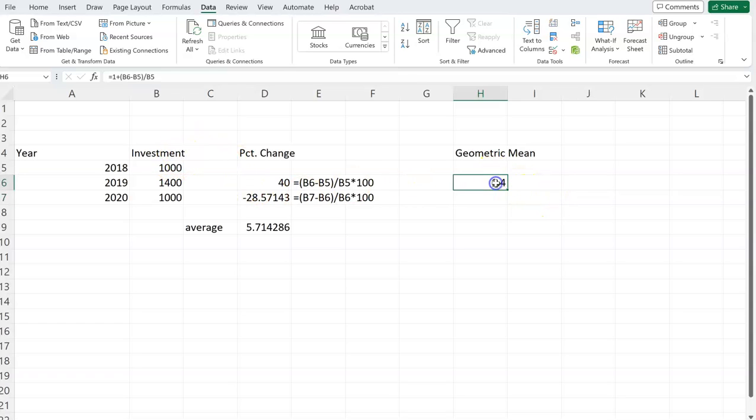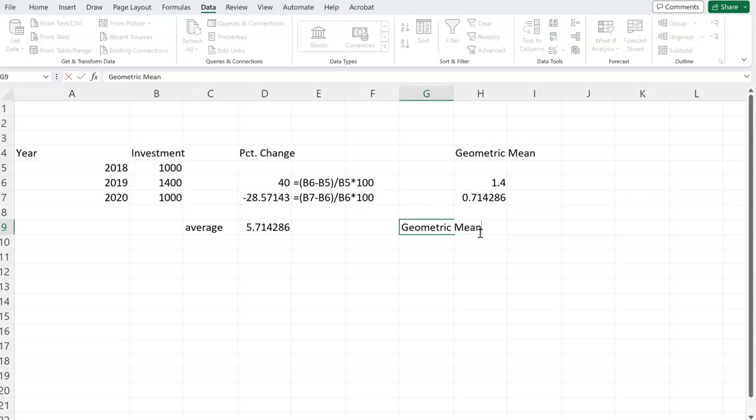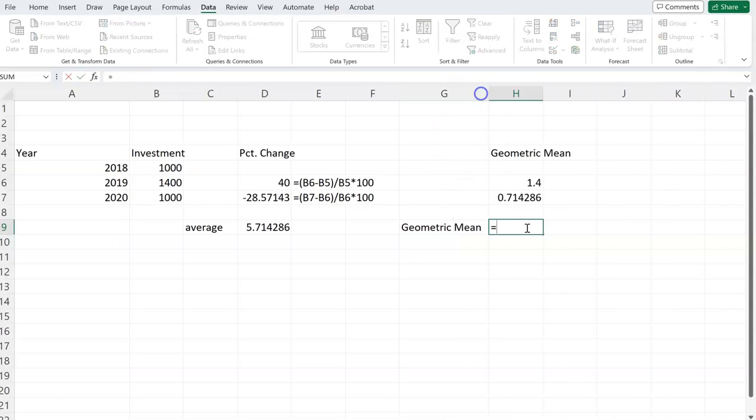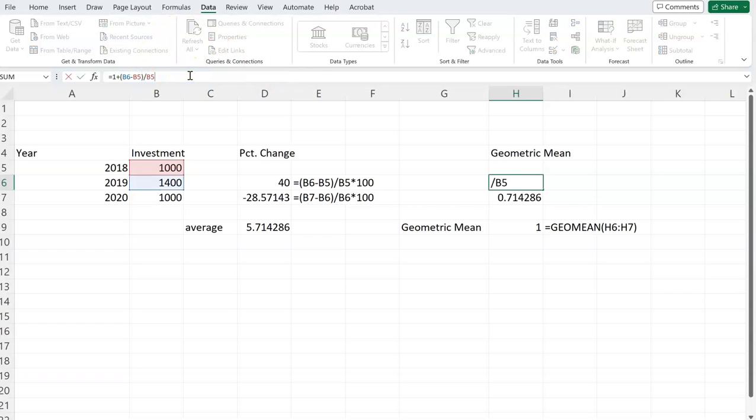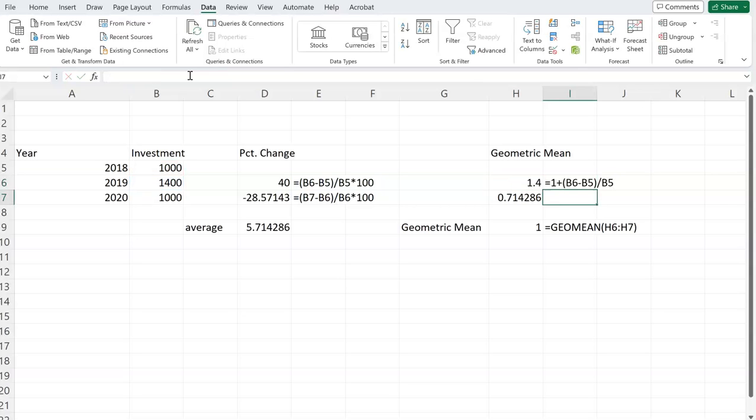I would do the same thing for 2019, so I'll just drag this formula below, and I get 0.71. Now what I will do is I will calculate the geometric mean. I'm going to use the formula geomean of these two numbers, and it comes up to 1, which is telling me that between 2018 and 2020, my number grew by a factor of 1. In other words, it's saying that my investment did not grow at all over those 2 years.